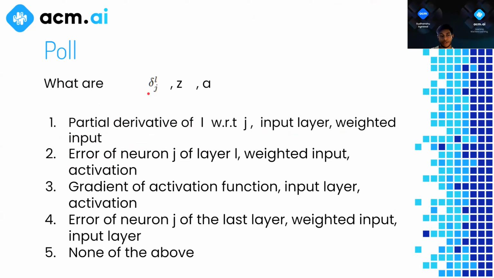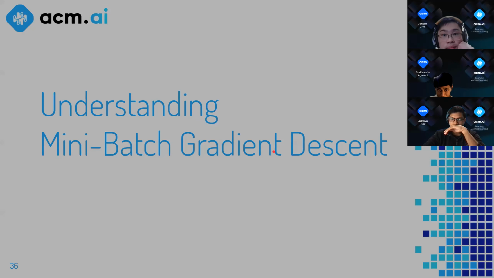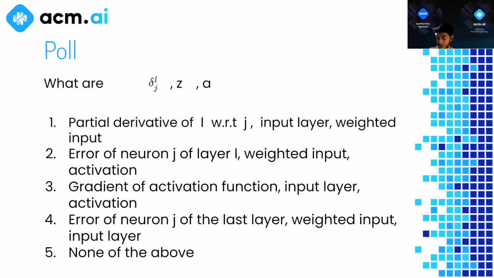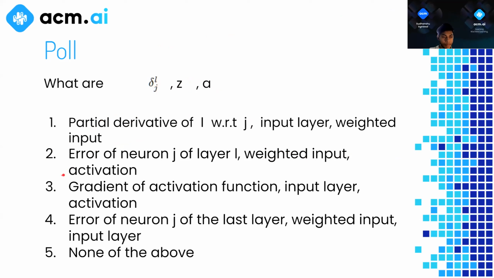Some other person might have chosen a different notation. Michael Nielsen chose this, so that's what we're sticking with over here. And of course, Z is the weighted input, which is WX plus B, and A is the activation. I remember it because I'm really creative. A is activation, so it's a very powerful mnemonic to remember.